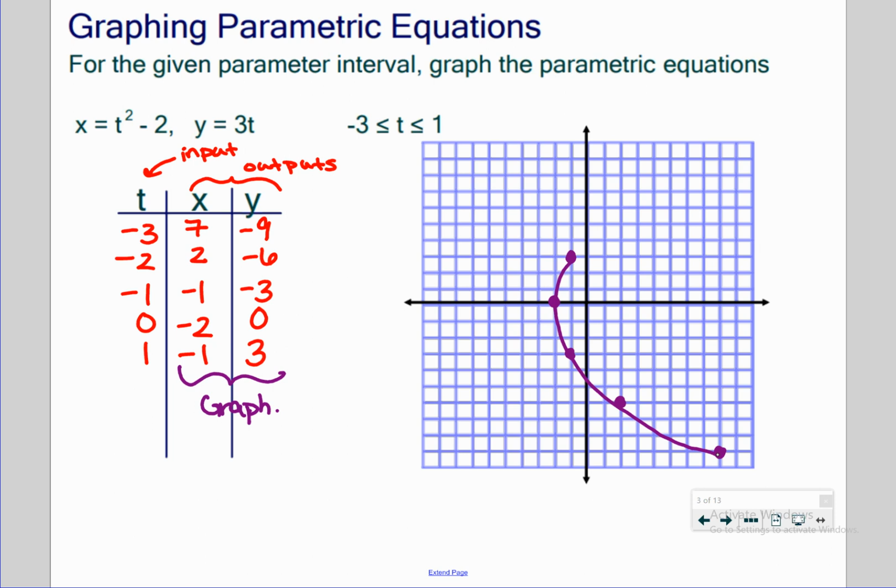You can see it's not actually a function on its own with the x and y. It wouldn't pass the vertical line test, but the definitions for x and y are functions. So that's why we're allowed to call it a parametric equation. Okay. Again, if the intervals didn't have equal to, if it just said less than, we just put open circles on those endpoints instead. Any questions? Okay, great.